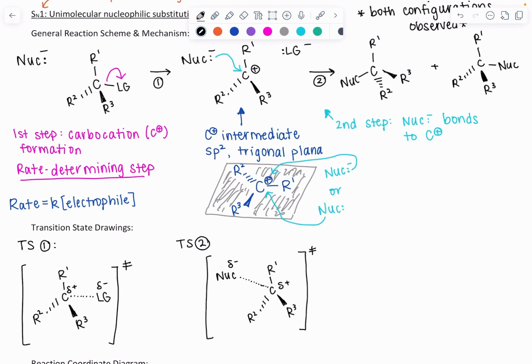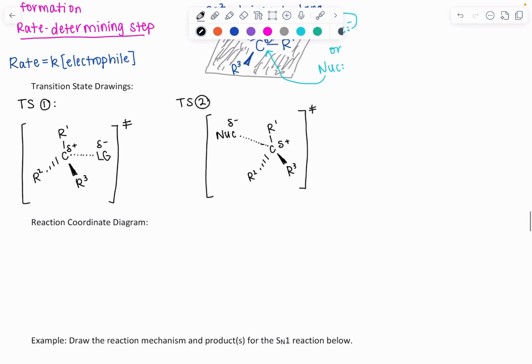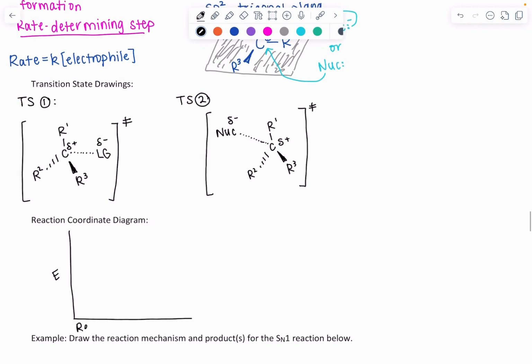So each step with its own transition state. First one shows what happens first, which is the carbon to leaving group bond breaking. Second transition state shows what happens second, which is nucleophile to carbocation bond formation. Okay, so those are the transition states. Now let's do the reaction coordinate diagram. It is set up the same way as we saw for SN2, where we have energy, Gibbs free energy, relative energy, something like that on the y-axis, and then reaction progress.